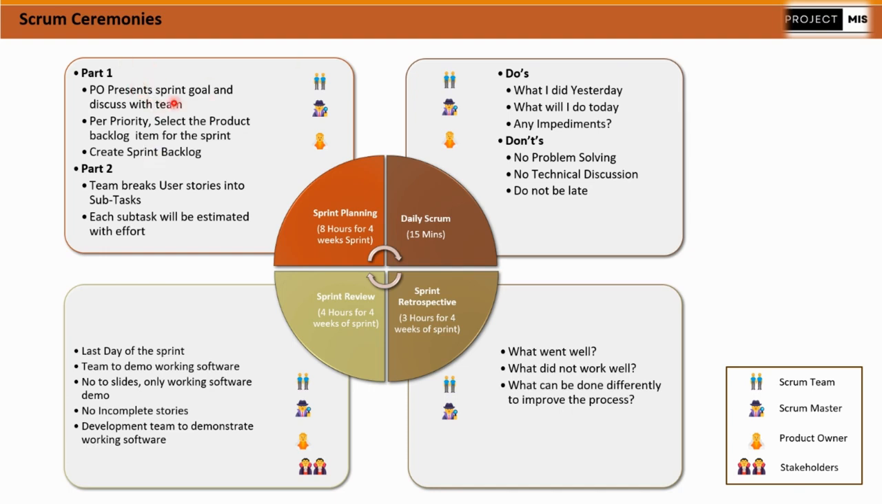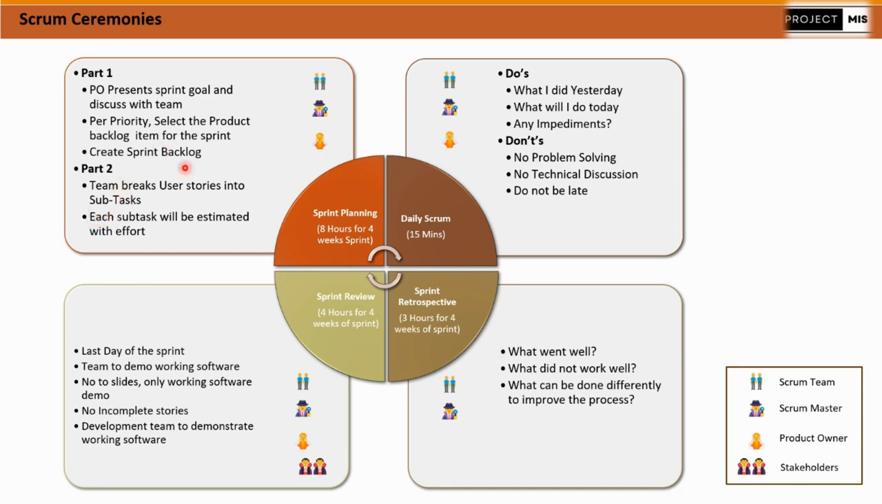So the product owner presented the goal and communicated the objective of the sprint, what it is that we are going to develop. He will choose the list of stories which has to be delivered based on the priority, and whatever user stories are chosen based on the priority will form the sprint backlog. That is part 1. The product owner has communicated the message, selected the user stories, and created the sprint backlog.